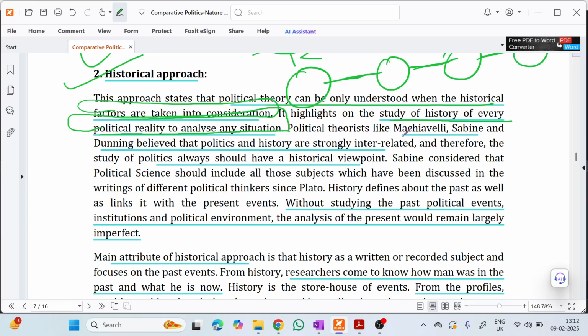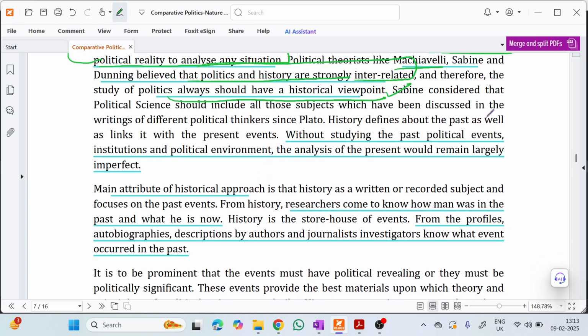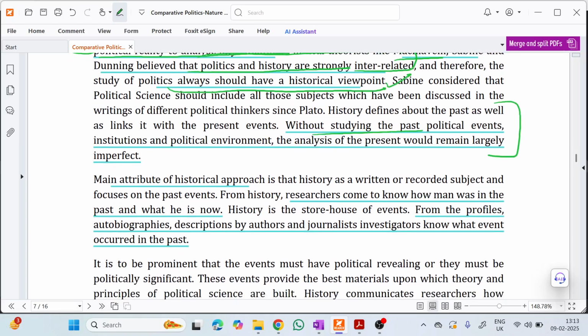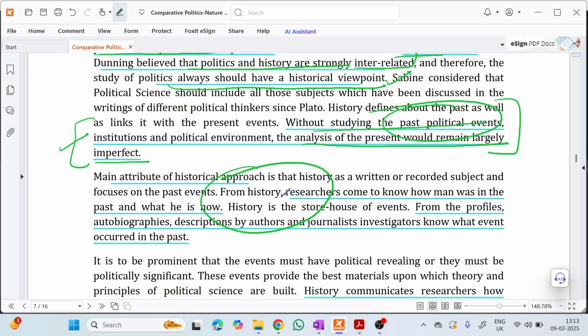Many political theorists such as Machiavelli, Sabine, Dunning believe that politics and history are strongly interlinked, and politics should always have a historical viewpoint. And it is also believed that without studying past political events, the analysis of the present would be imperfect. In another way, if you want to know the exact intensity of the present events, you must study the past polity.